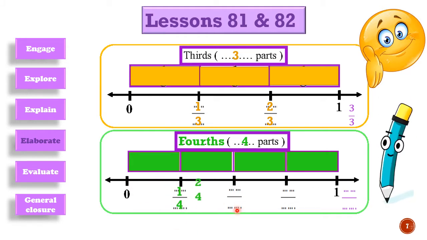Second part in number line will be 2 fourths. This part is called 3 fourths. And the last one, which is 1 whole, the whole number, which is 4 fourths.